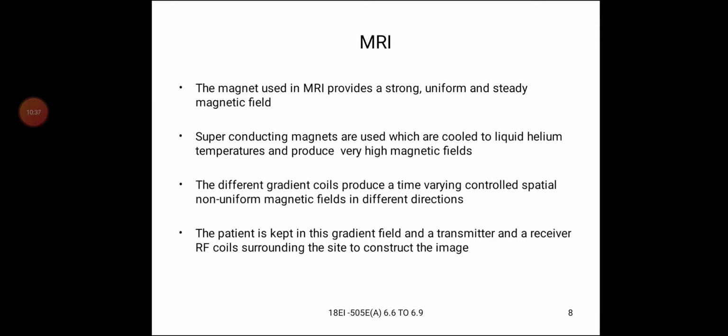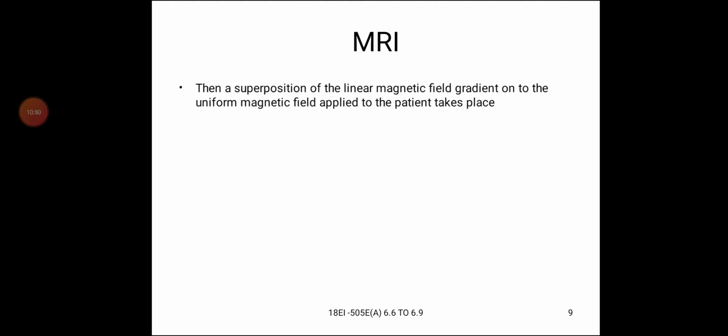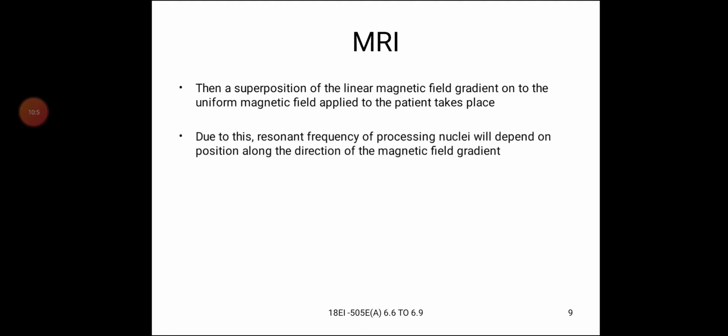The patient is kept in the gradient field, and the transmitter and receiver RF coil surrounding the site are used to construct the image. Then superposition of the linear magnetic field gradient onto the uniform magnetic field applied to the patient takes place. Due to this, the resonant frequency of precessing nuclei will depend on the position along the direction of the magnetic field gradient.